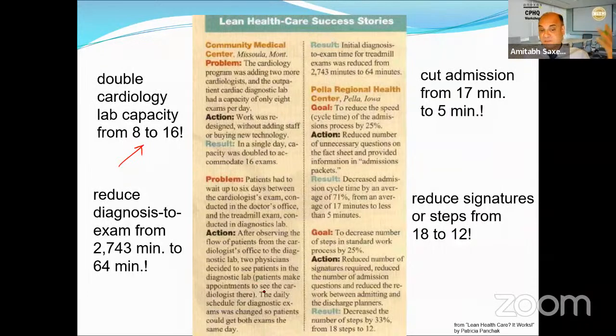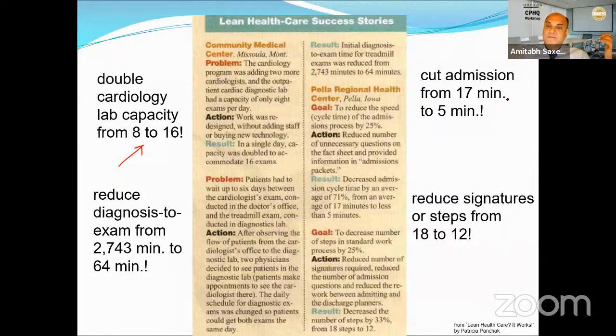Now patients make appointments to see the cardiologist there, and the daily schedule for diagnostic exams was changed so patients could get both exams done on the same day. So it drastically reduced exam time from 2,700 minutes to almost 64 minutes, almost 1 hour.